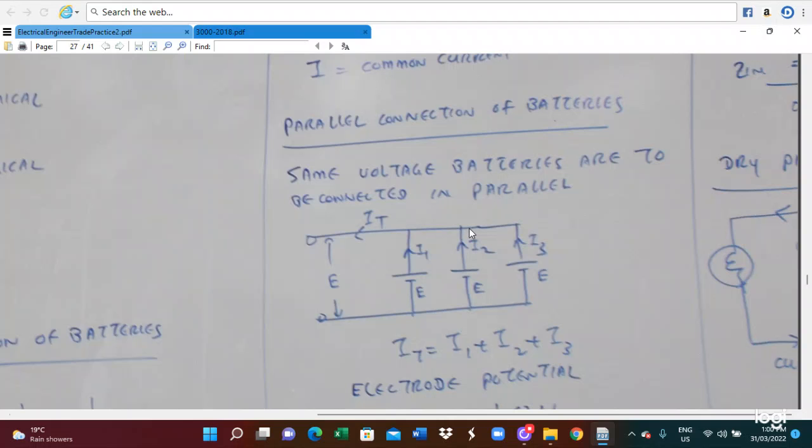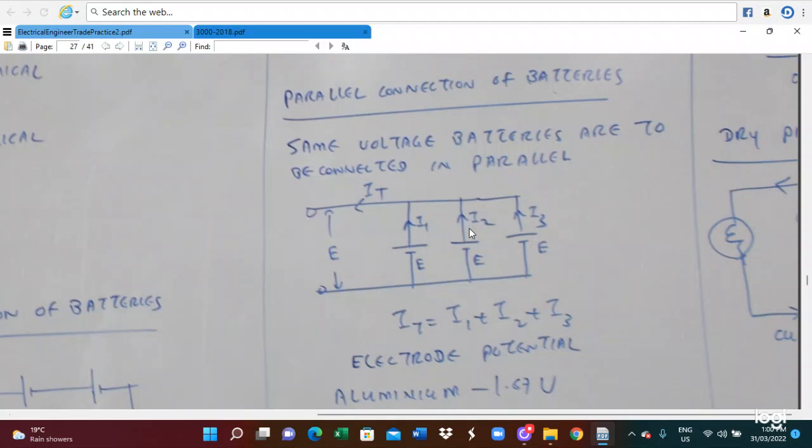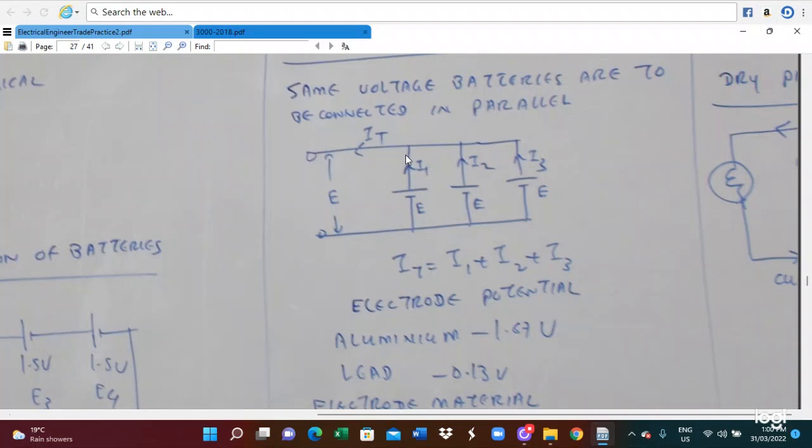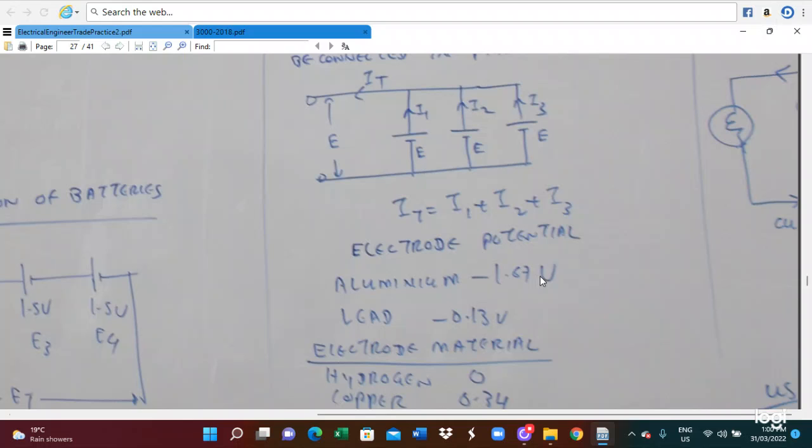This is the parallel connection of the battery. Batteries of the same voltage are to be connected in parallel. In this case, E1, E2, E3 produce currents I1, I2, I3, and the combination of all the currents is IT.